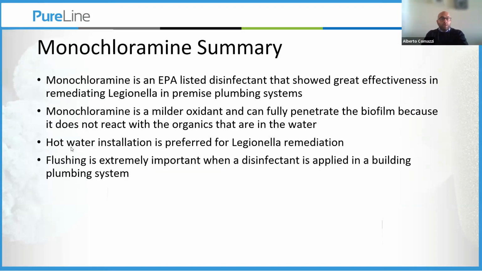So to summarize, monochloramine is again one of the EPA listed disinfectants that showed great efficacy against Legionella and other waterborne pathogens. It is a milder oxidant compared to other chlorine-based disinfectants, and because of that, it's much easier to establish a consistent residual everywhere in the plumbing system. For monochloramine application, hot water installations are preferred if Legionella is the target. And let's keep in mind that regardless of the disinfectant applied in the system, flushing is always the key point of a successful supplemental disinfection application in a building water system.